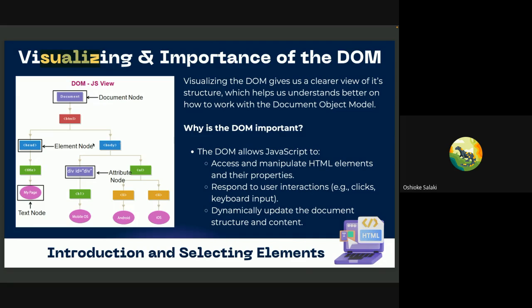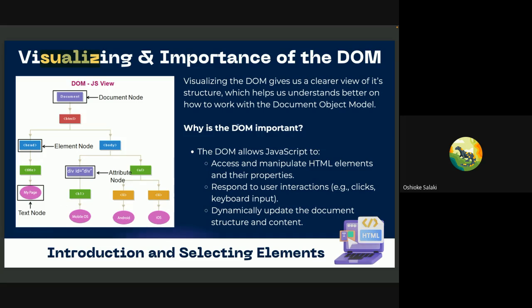Then we have body. Body has div, UL. The div can have a H1, and the H1 can have this text here. Then the UL has this LI. Then it has its text nodes. So you can see the document node, the element node. This is also an attribute node, an attribute. So the ID is set to div. Then we have a text node here like this.